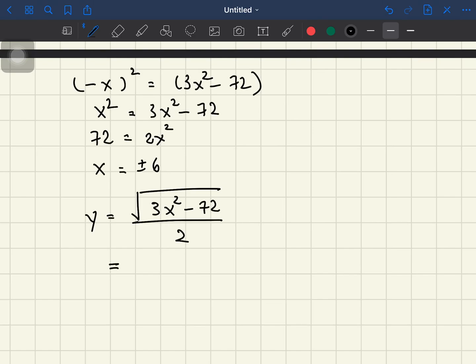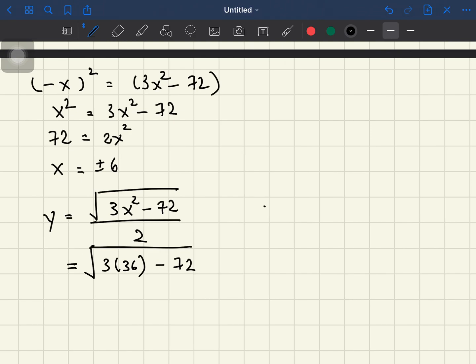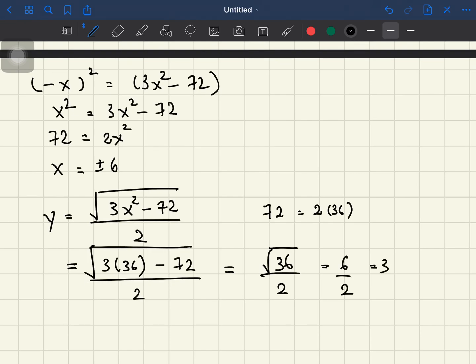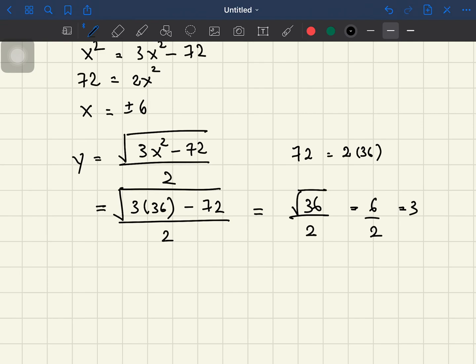It doesn't matter because x is already squared, and we just try to get the radical expression, the value inside the radical. So we can get here 3 times 36, okay, and then minus 72, and then the entire thing must be square root. Notice that 72 is nothing but 2 times 36. So 3 times 36 minus 2 times 36 equals 36 over 2. And then you will have here 6 over 2 equals 3. And that's all.